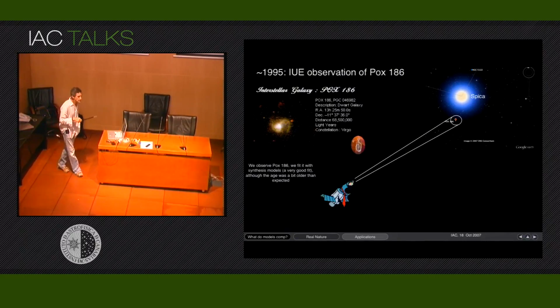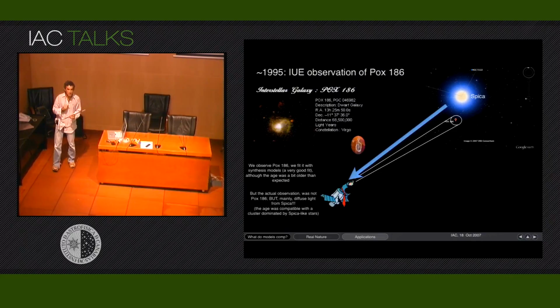Box 186 is a dwarf galaxy, a very young galaxy, that is very close to Spica. We made a UV observation of this galaxy, and it was interesting because it was a Wolf-Rayet galaxy, so it was supposed to be young. We made a fit, and we obtained a very, very good fit, but the age of the fit was a bit older. So it looked like you have a dwarf galaxy that is in an instantaneous burst of star formation, but the continuum comes from another population, so it was an extended star formation, something like that.